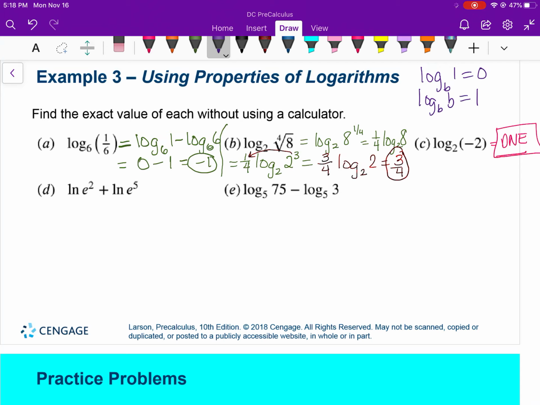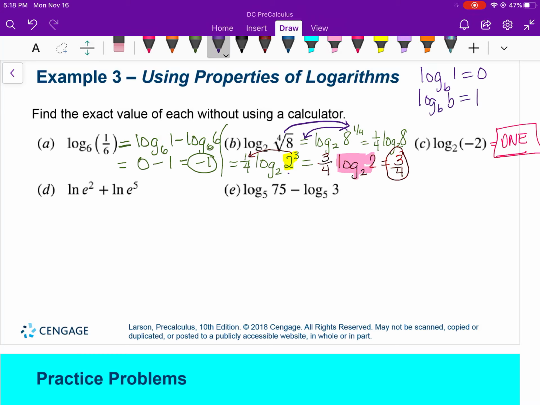On B, I wrote it as a fractional exponent first. I brought it down to the front. And then I realized that my base is 2 and 8 can be written with 2's, so I took care of that. Wrote it as 2 to the third right here. And then that 3 goes to the front, multiplied by a fourth. Again, log base 2 of 2 is 1. So 3 fourths times 1 is 3/4.